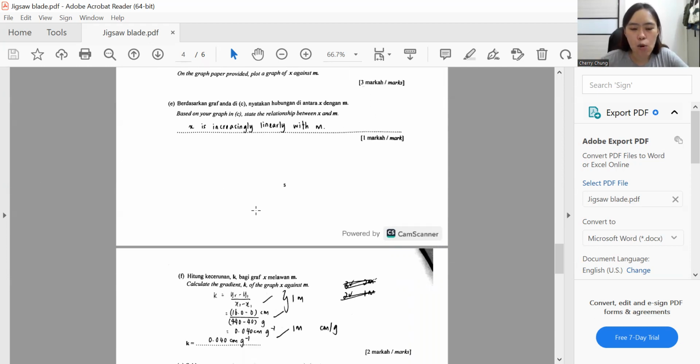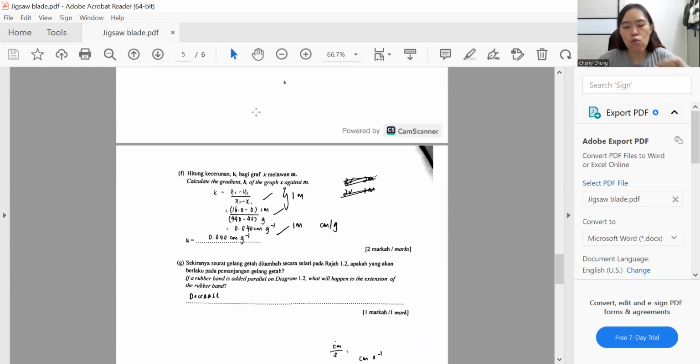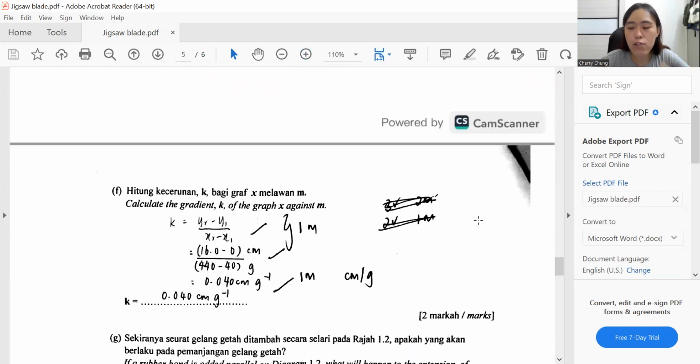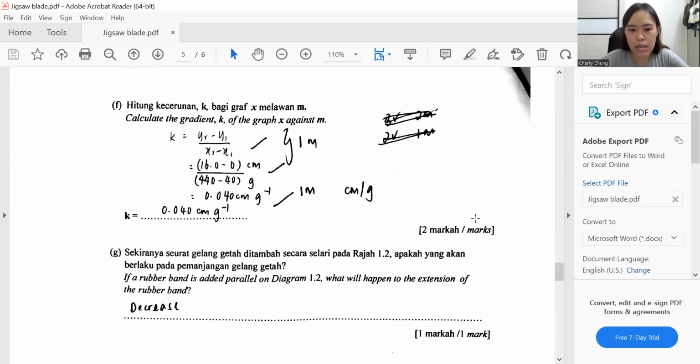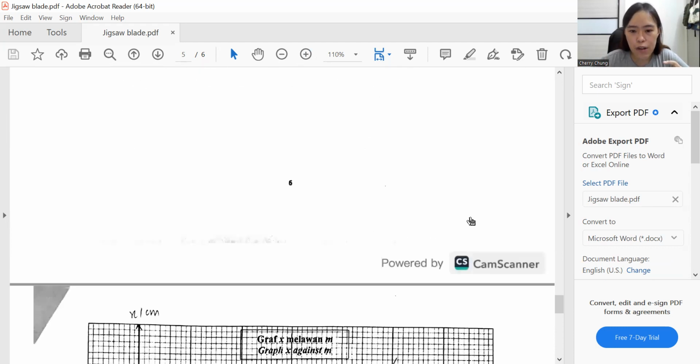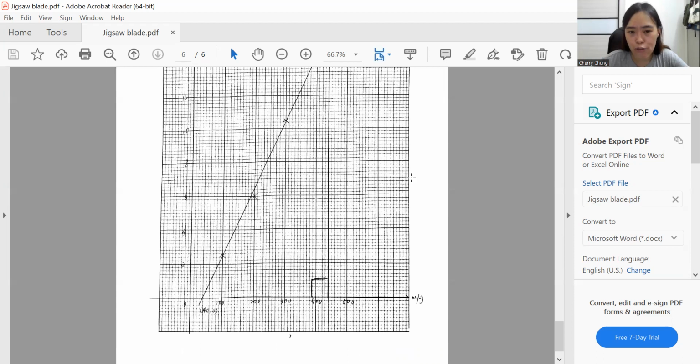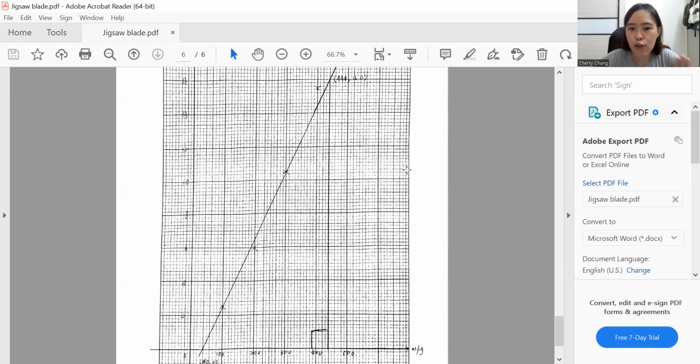Okay, so after that, they will ask you to identify the gradient. Gradient, 2 marks here. So first thing first, you have to draw the triangle. As I said before, the triangle must be as big as possible. And also you have to include the right angle triangle.